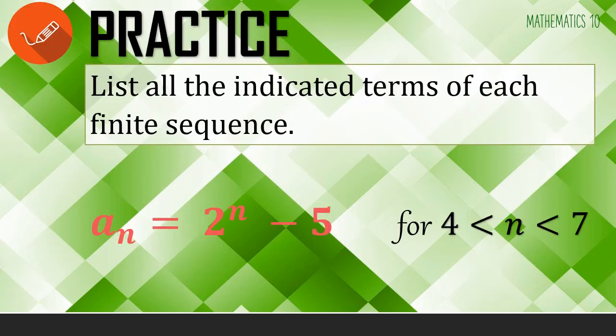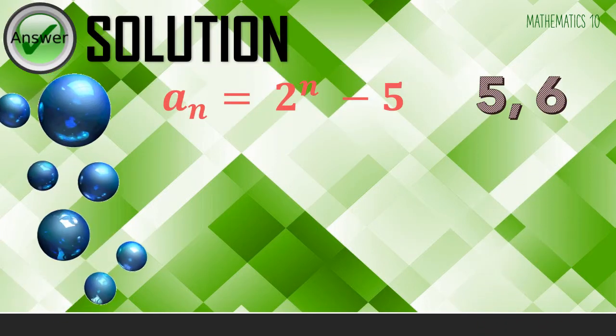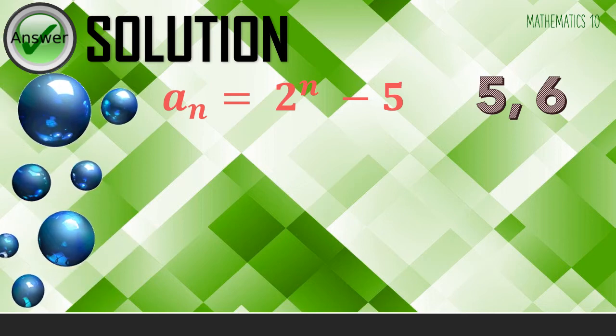Next, again, list all the indicated terms of each finite sequence given that n is greater than 4 but less than 7. So again, what are those whole numbers which are greater than 4 but less than 7? So we have 5 and 6. Okay, so therefore we substitute now in our general term.